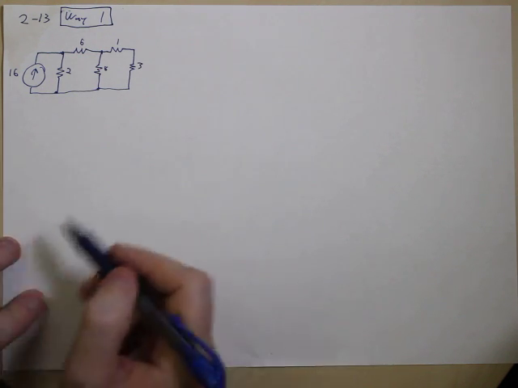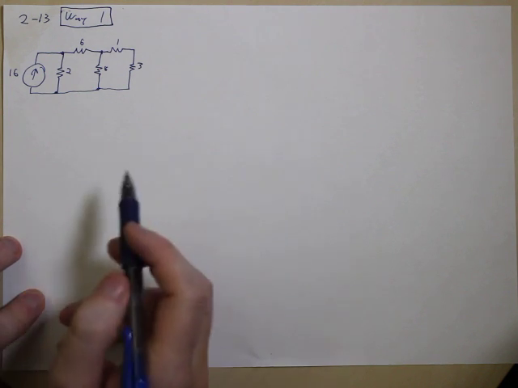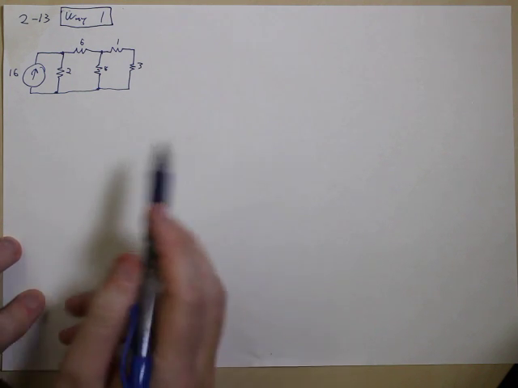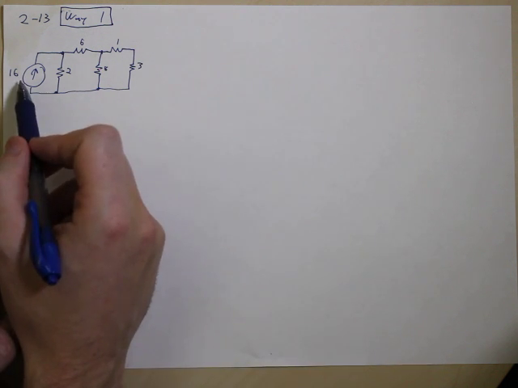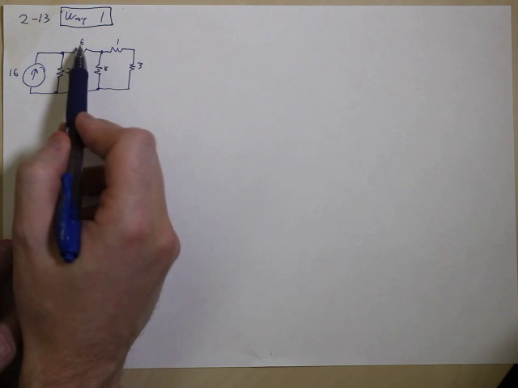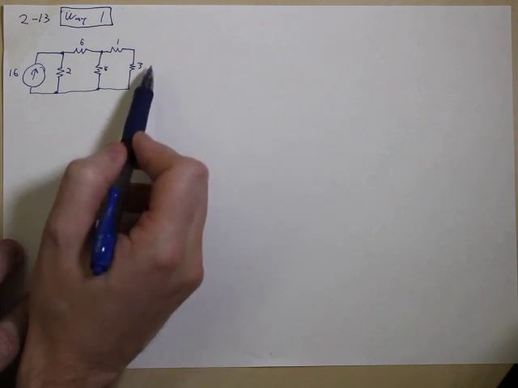Because sometimes you get stuck in these little puzzles. And one of these other solutions is a way out of getting stuck. And that way you can solve the puzzle. So for this puzzle, we've got a 16 amp current source, 2 ohm resistor, 6 ohm resistor, 8 ohm resistor, 1 ohm resistor, 3 ohm resistor.